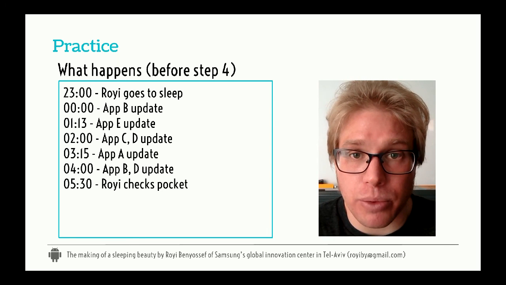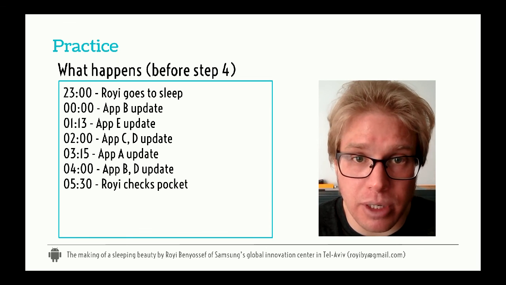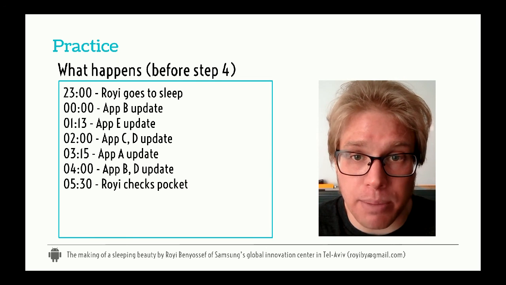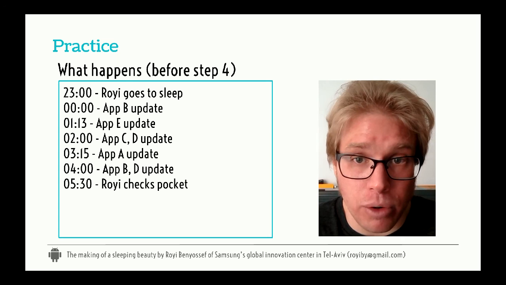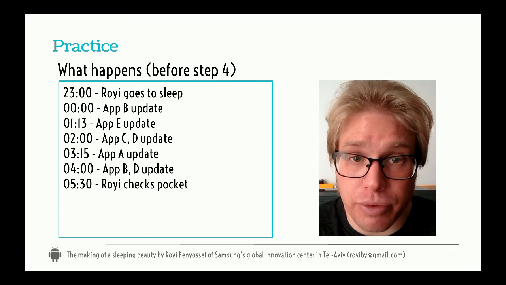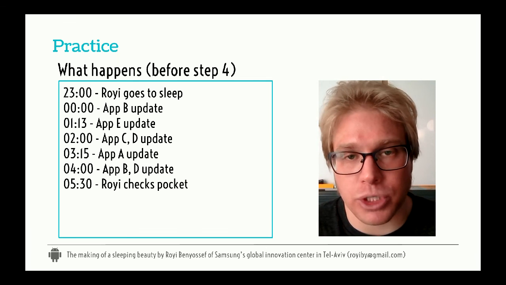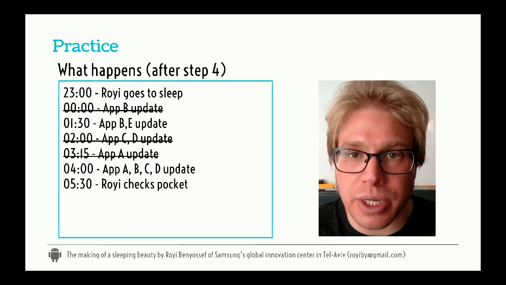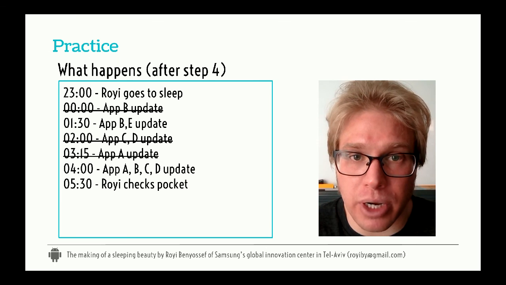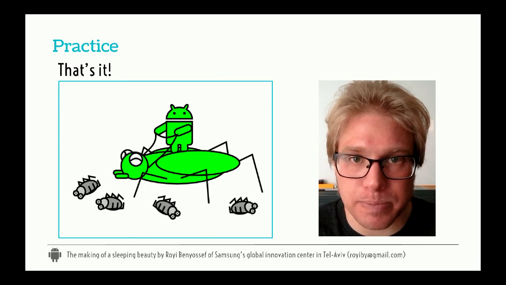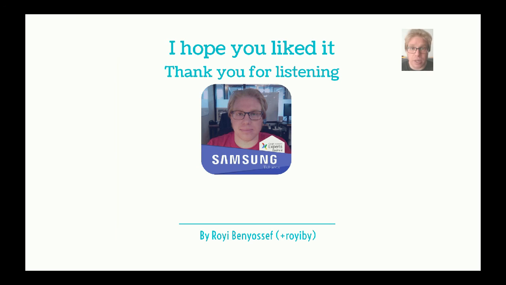Now, as an example, here I present you with a new scenario in which I'm going to bed at 11 and wake up at 5:30, and apps A through E are on my phone. And this is what they would do if they were on a phone without Doze. Now check this out. This means I have far less risk by not plugging in the phone at night, and my data will still be fresh when I wake up. So, what's next? Nothing, we're done.